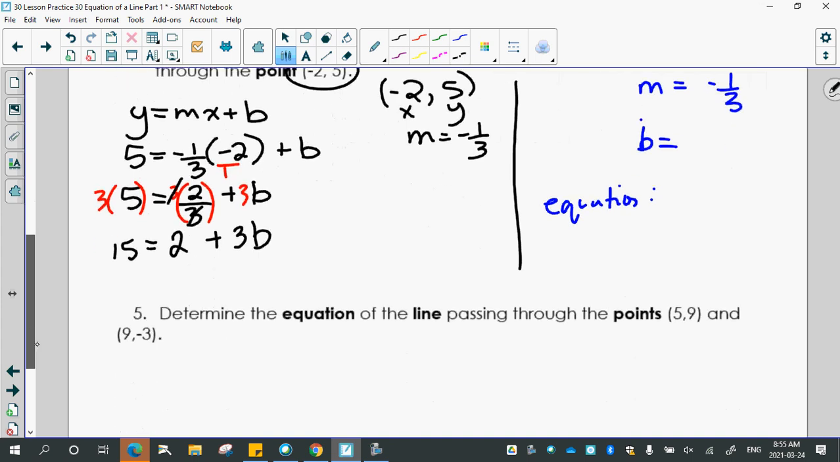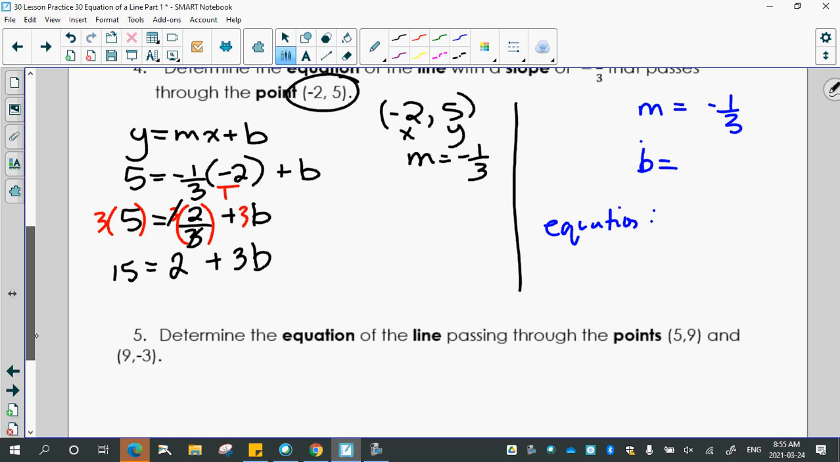So now I've made a 2-step equation. If I'm trying to get b by itself, what would be the next thing that I would do to both sides? So again, subtract 2. Now I've got 13 equals 3b. But I don't want 3b, I want b. Carter, divide by 3. And I end up getting b is 13 over 3.